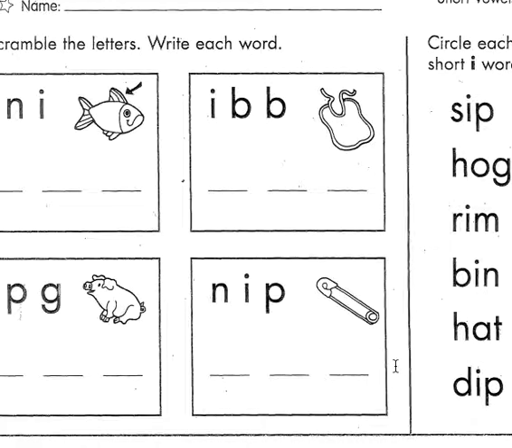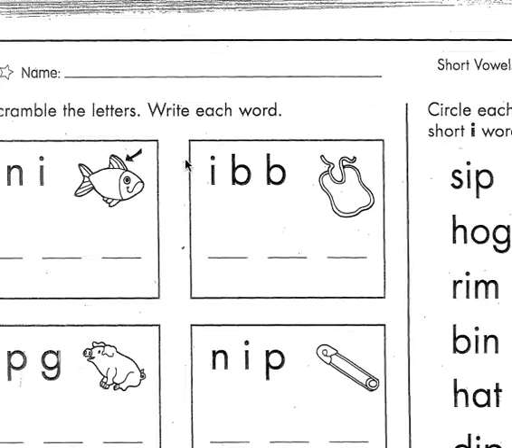Okay, name once again on your paper, first and last name. Some more review on short I. The directions ask to unscramble the letters and write each word. Unscramble basically means that you're going to take these three letters, the F, the I, and the N, and scramble them up so that we can make a word that matches our picture.